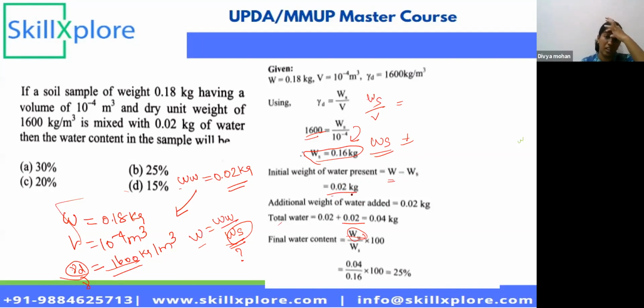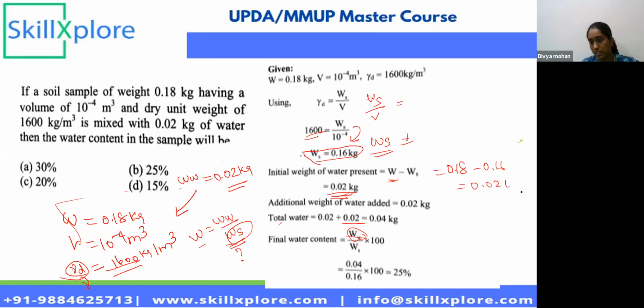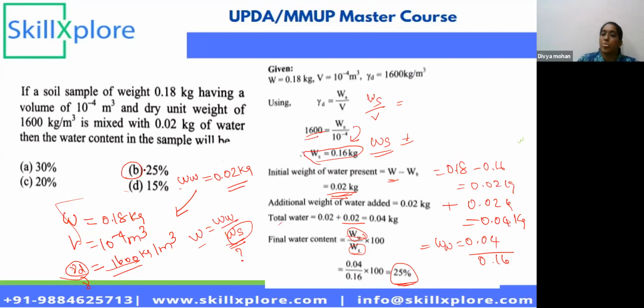So only by subtracting it from the original weight, W minus Ws is equal to the original weight, 0.18 kg minus Ws, 0.16. So the initial weight of water present in it is 0.02 kg. And then we are adding some additional 0.02 kg. So the total is 0.04 kg. So the final water content, w, is nothing but Ww, which is 0.04, over the weight of solids, 0.16. So it is 25%. The answer is B.